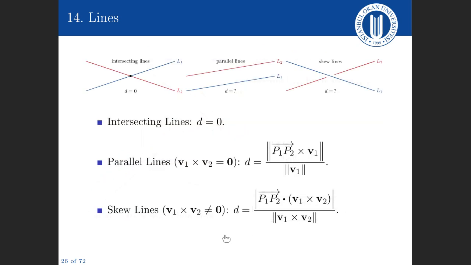So to recap, for intersecting lines, the distance is zero. For parallel lines, this is our formula. For skew lines, we use this formula.